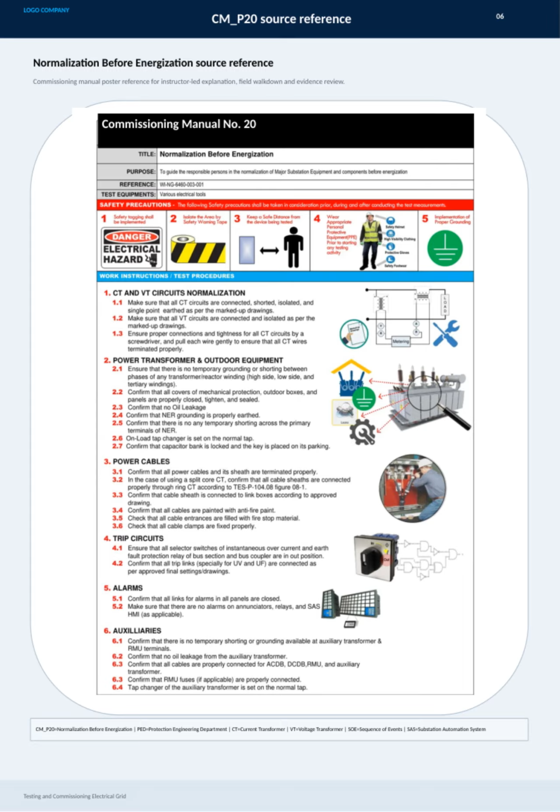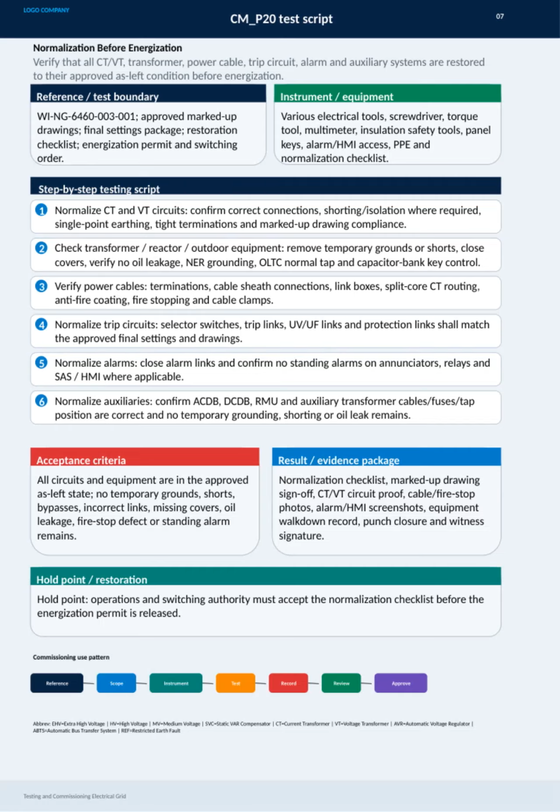Key terms like CT, VT, SOE, and SAS represent important components and systems involved in this phase, ensuring thorough protection and automation checks. Understanding these elements helps us guarantee a smooth and secure energization process. Now, let's focus on the normalization process before energization, which is a critical step to ensure everything is properly prepared and safe. First, we need to verify that all CT and VT circuits are normalized.